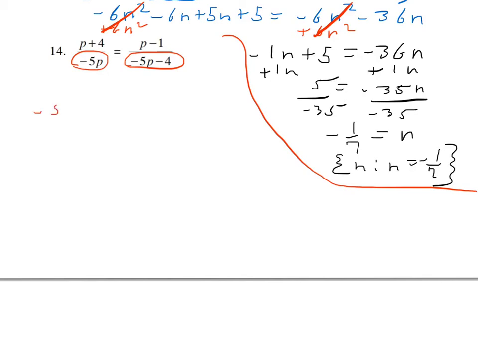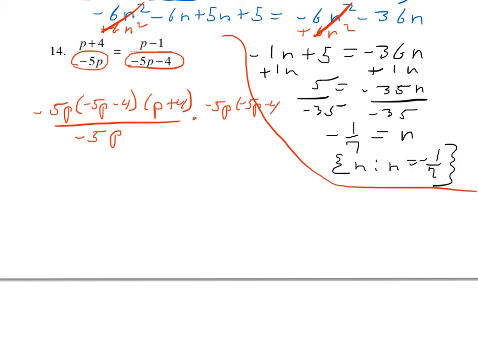I have negative 5p times negative 5p minus 4 times p plus 4 all over top of this negative 5p. And on the other side, I have the same thing. So negative 5p times negative 5p minus 4. And I'm going to run out of room, so I'm just going to kind of squeeze it in here. P minus a 1 all over top of negative 5p minus a 4.